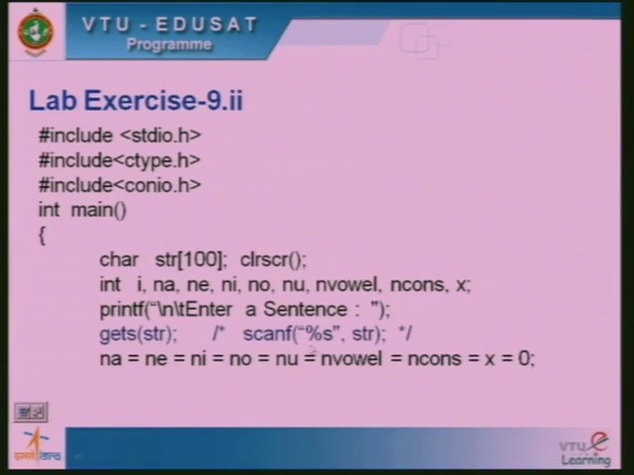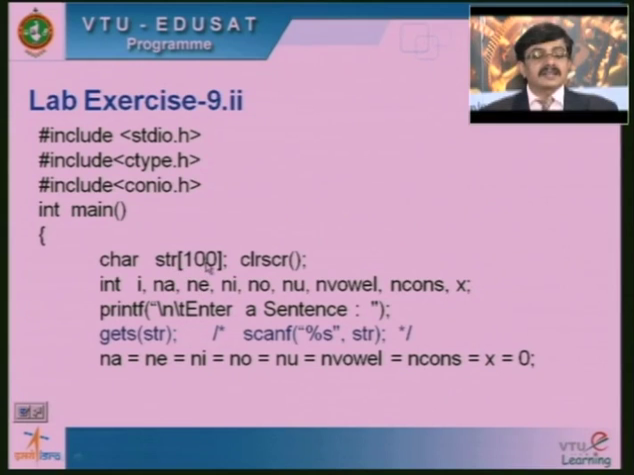So here I am declaring str as an array of 100 characters. Then clear the screen before you print your output, screen must be cleared, and then I am declaring these many integer variables. So i is a loop iterator, then NA is the number of A's, NE refers to number of E's, and NI refers to number of I's, similarly number of O's, number of U's. Each of these variables will hold number of A's, E's, I's, O's, and U's in a given sentence.